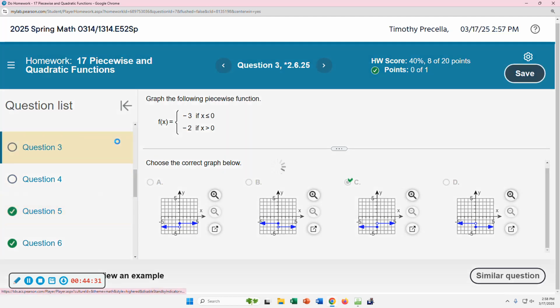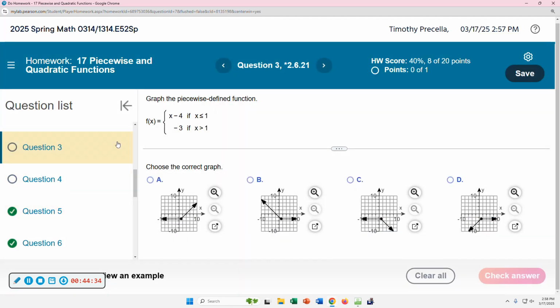Number 3. Same instructions. We're drawing the graph. f of x is equal to, there are two pieces here. We'll use the piece x minus 4 if x is less than or equal to 1. And then we'll use the piece negative 3 if x is greater than 1.